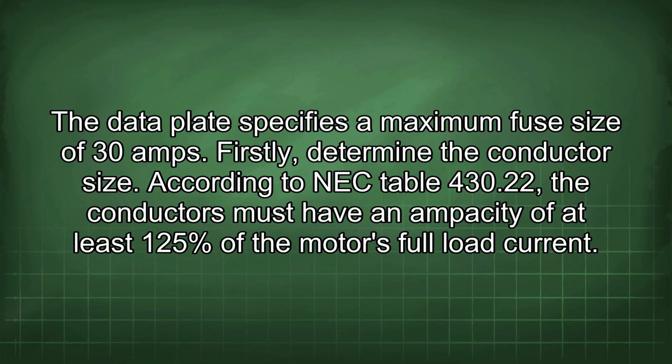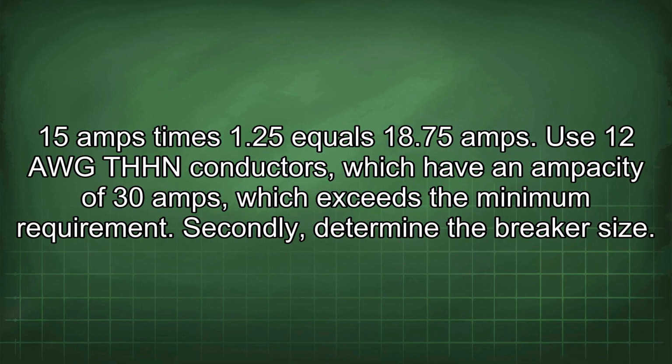According to NEC Table 430.22, the conductors must have an ampacity of at least 125% of the motor's full load current. 15 amps times 1.25 equals 18.75 amps. Use 12 AWG THHN conductors, which have an ampacity of 30 amps, which exceeds the minimum requirement.